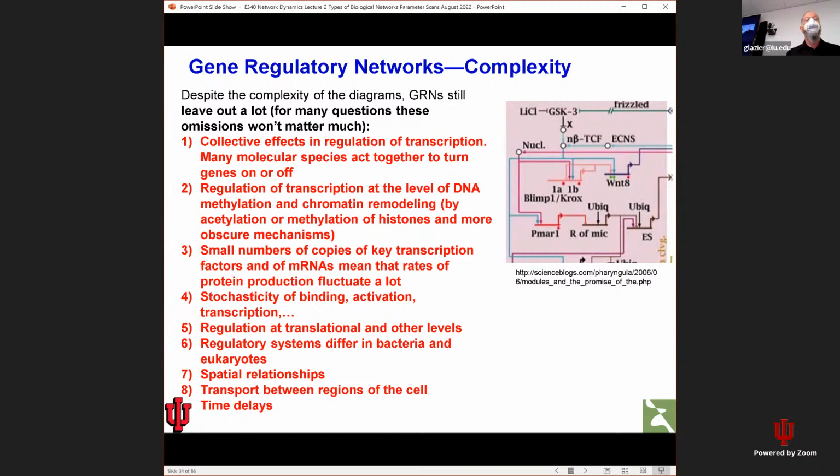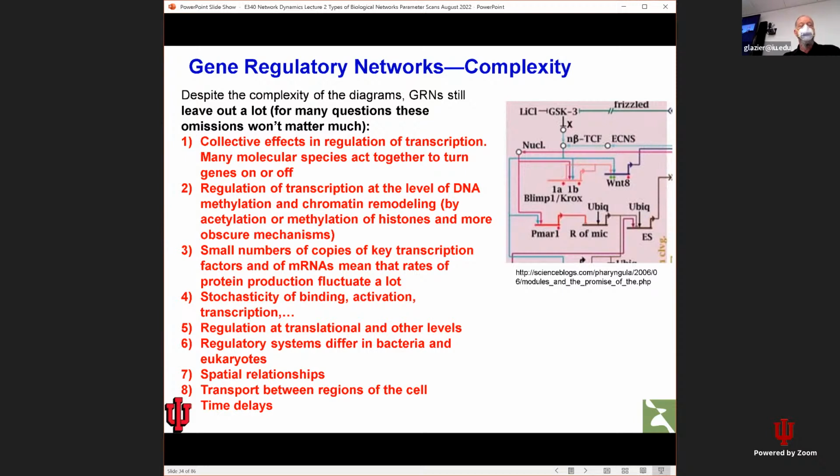We're just going to say molecule A increases or decreases the rate of production of protein B. Sometimes we'll put in a delay step because that time delay of 15 to 20 minutes can be really critical. You'll get a lot of oscillations in gene regulatory networks because of those delays.